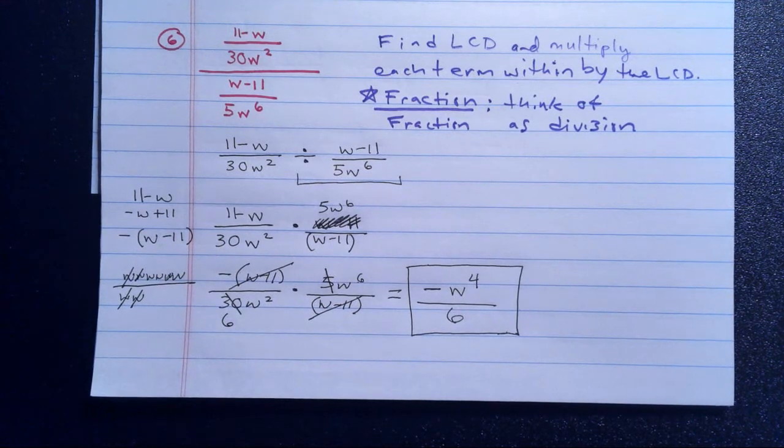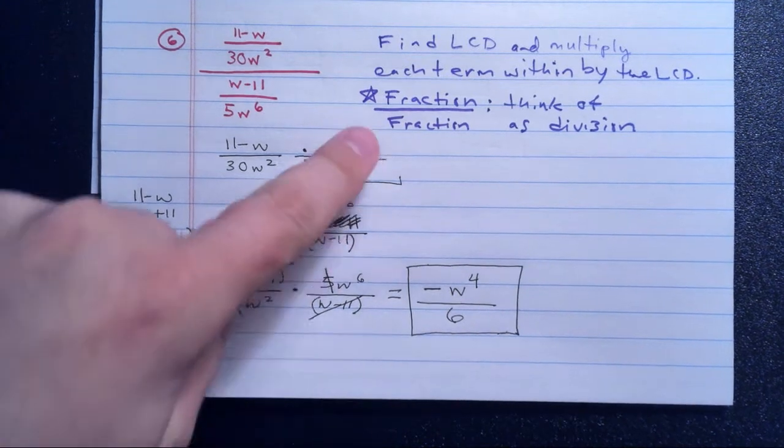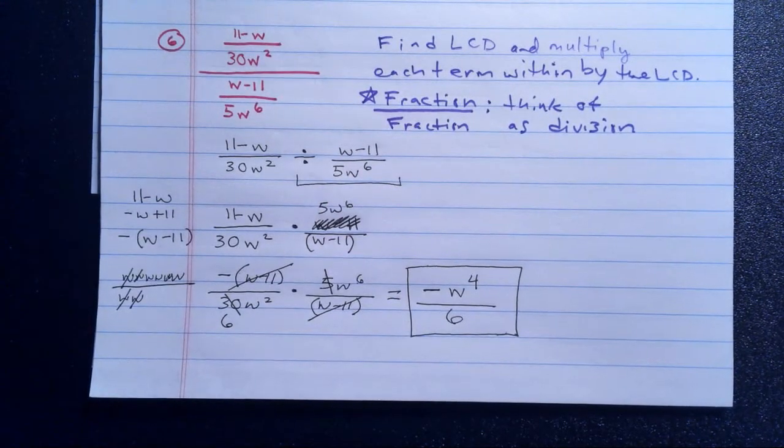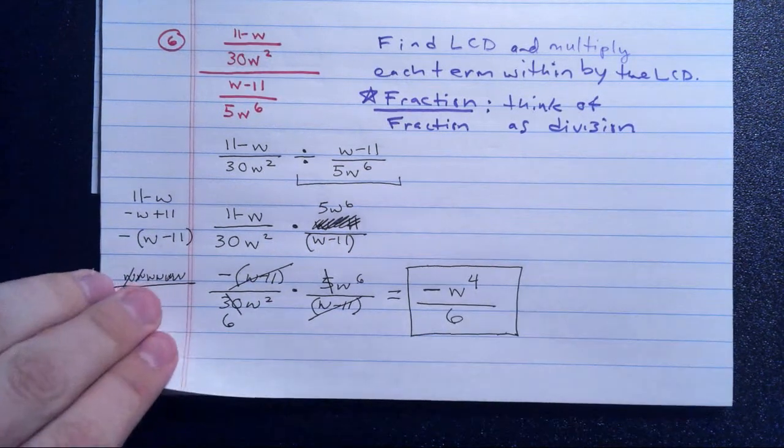Now, of course, we could have made this more complicated. I could have had more interesting polynomials rather than just 30w squared and 5w to the 6th and w minus 11. I could have had polynomials that required us to actually factor quadratics. But the process is the same if I have a fraction over a fraction. Let's do one more example here. I know this is taking forever, but again, it's worth reviewing.